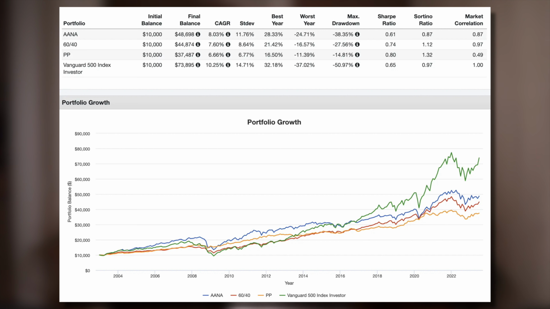Here's the performance of the all asset no authority portfolio over the last 20 years versus a 60-40 portfolio, the permanent portfolio, and the S&P 500 through June 2023. Over this period, the AANA portfolio wasn't very efficient at delivering on its promises. We can see that both the 60-40 portfolio and the permanent portfolio had significantly lower volatility and smaller drawdowns, and even the S&P 500 delivered a higher risk-adjusted return than the AANA portfolio.